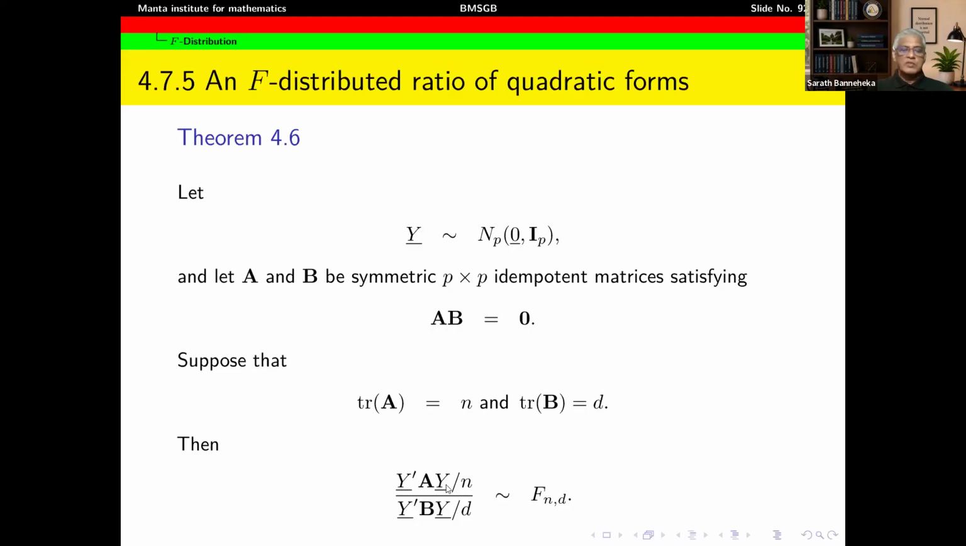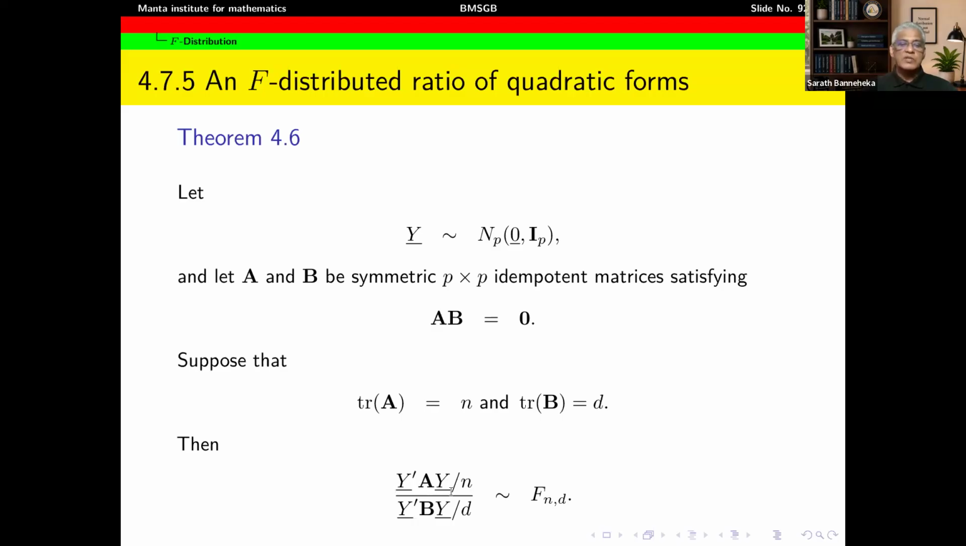Right. So this is a single random variable now. Y dash A y is a single random variable. Y dash B y is also a single random variable. So we have the ratio and in addition to that, because A times B is equal to 0, these two quantities are independent. That was also discussed under the multivariate normal distribution and also under the random vectors lessons.